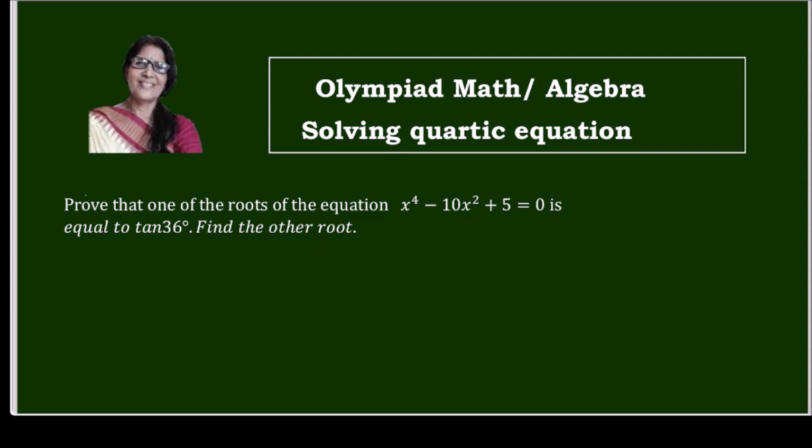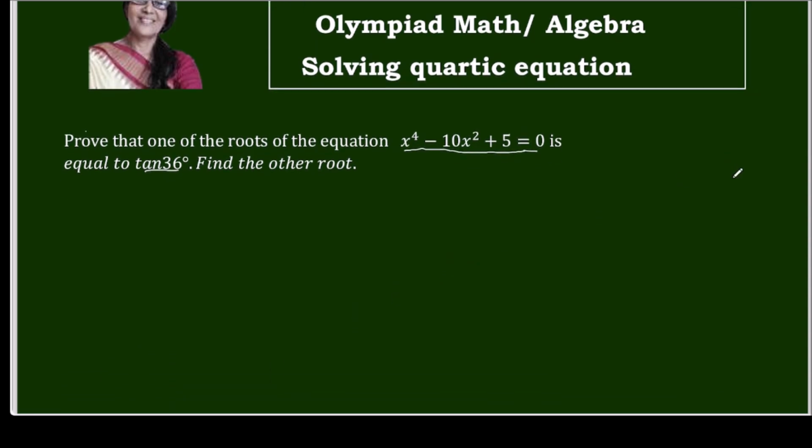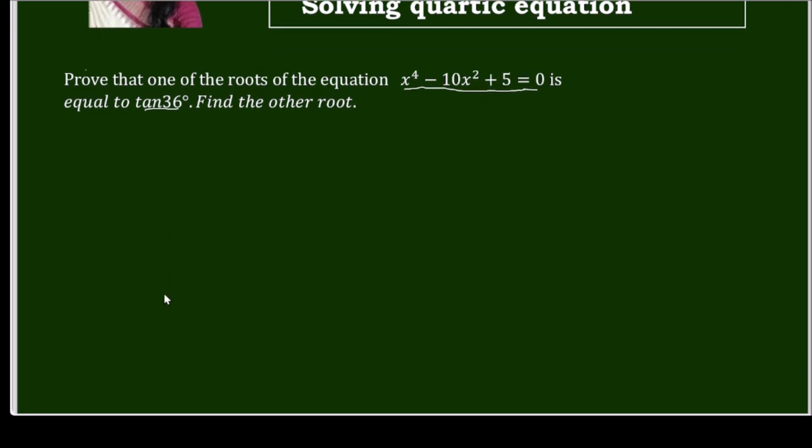Question is, prove that one of the roots of the equation x to the power 4 minus 10x square plus 1 equals 0 is equal to root 2 plus root 3 plus root 5. That means one of the roots of this equation is this value. You have to prove that, and you have to also find the other roots. Since it is a quartic equation of degree 4, there are 4 roots here. x has 4 values.